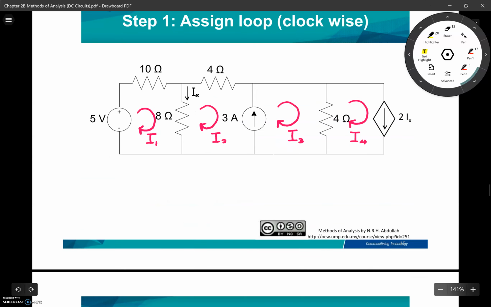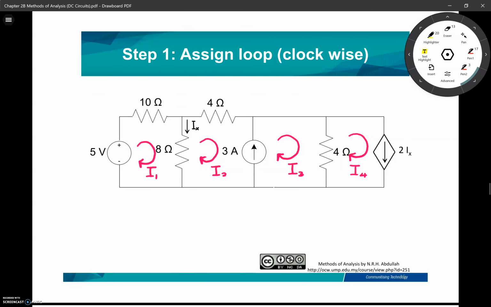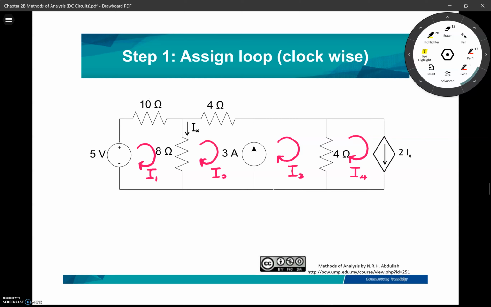What do you have to do? As you can remember, the first step of the mesh analysis is to assign loop currents in the clockwise direction. So for the first loop, I1, and this is the second loop, we mark with I2, third loop I3, fourth loop is I4.